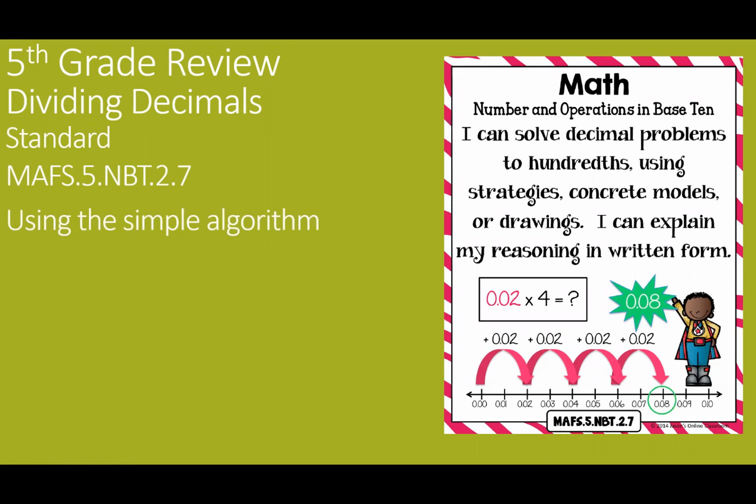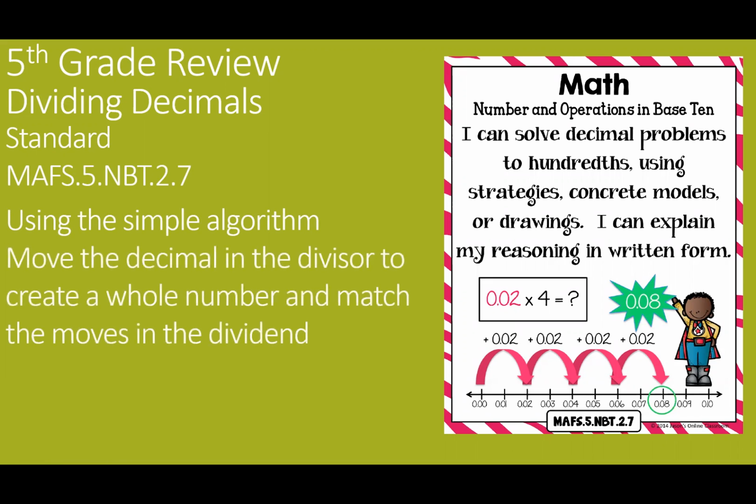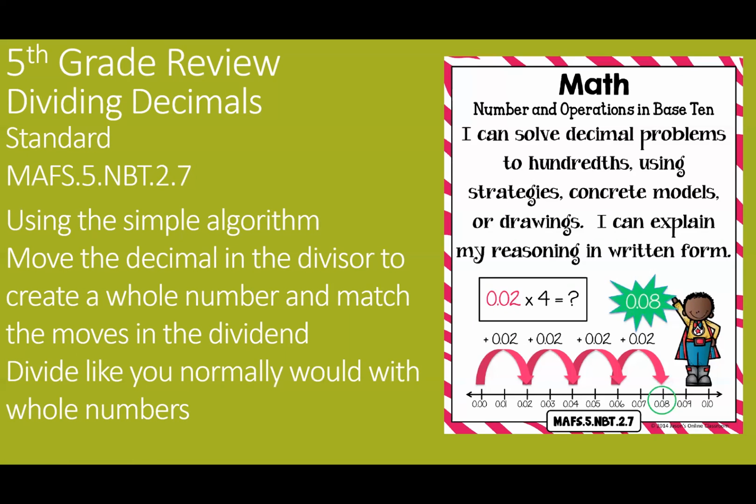So we're going to stick with the simple algorithm, and we'll move the decimal in the divisor to create a whole number and match the moves with the dividend. So remember, you don't want to divide when there's a decimal in the divisor. Just make your life easier and move that over. We're going to divide like we normally would with whole numbers. Now, if there's a decimal in that dividend, it just moves straight up.